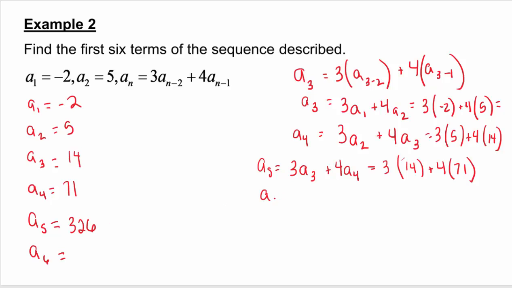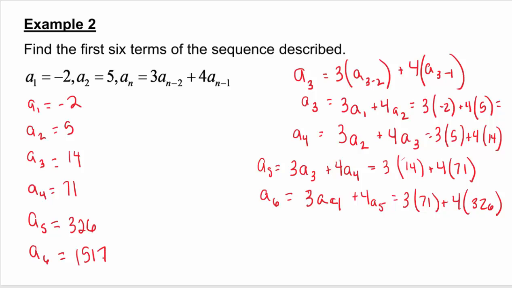Now my sixth term is 3 times 2 terms previous, so my fourth term, plus 4 times 1 previous term, the fifth term. 3 times my fourth term, 71, plus 4 times the previous term. So 3 times 71 plus 4 times 326. And I get 1517.